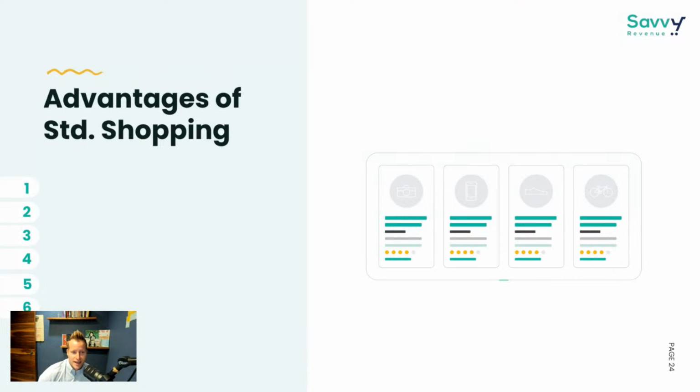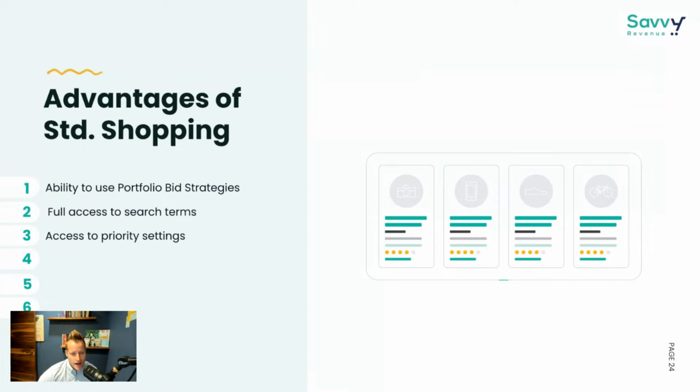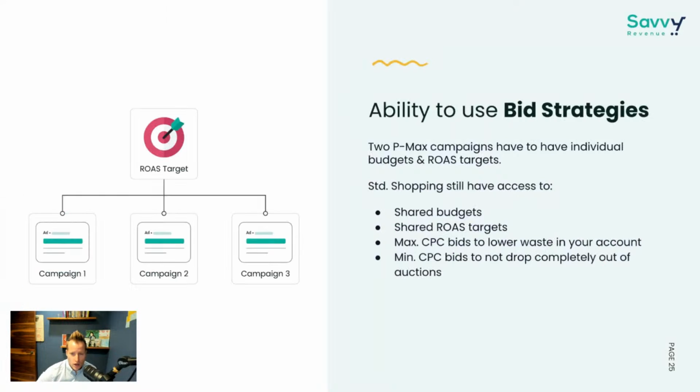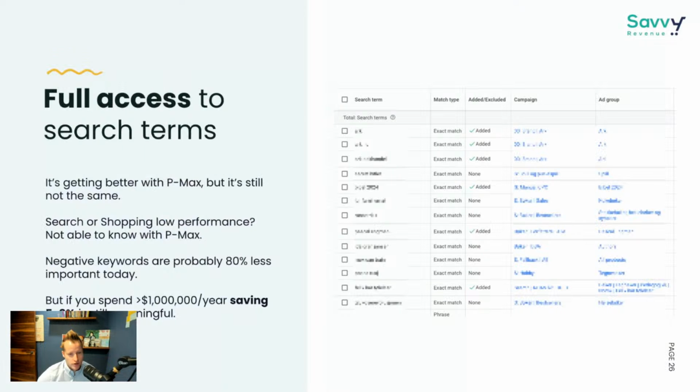Then if we go to standard shopping, the advantage of standard shopping is that you can use portfolio bid strategies. There's full access to search terms. You have access to priority settings. You only show for shopping ads. Brand safety is easier, and you get access to reliable impression share data. So the ability to use bid strategies is still, for me, one of the biggest pulls of standard shopping. We can use shared budgets across multiple campaigns. We can use shared ROAS targets across multiple campaigns. We can set a max bid to lower the waste in the account, and we can set a minimum bid to not drop completely out of the auctions.